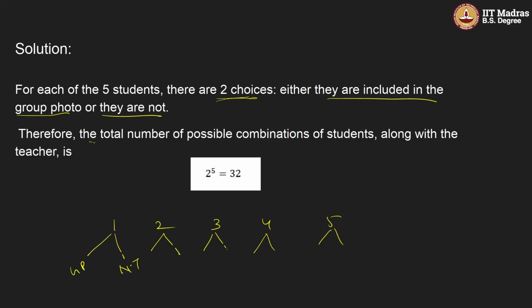Okay, so the total number of possible combinations of students along with the teacher, right? So here if they are in the group photo, that means they are with the teacher. If the first person is in the group photo, then he is with the teacher. The teacher is already in that scenario. Otherwise if he is not, then also the teacher is there, right? For the second person also, if he is in the group photo, that means he is with the teacher, so the teacher is along with them. So the total number of possible combinations will be 2 raised to the power 5, equals 32.